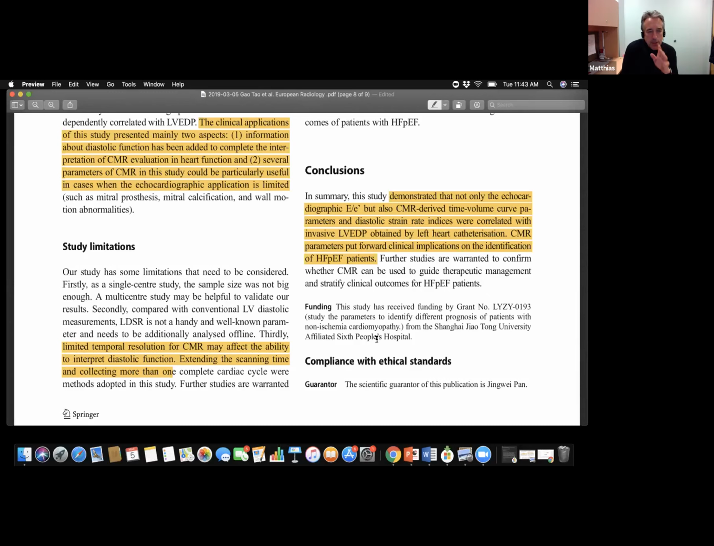Okay, so bottom line would be echo also has its limitations, and I can actually confirm that it depends a lot on the experience of the sonographer. Is the ultrasound being really directed well enough that I can get a good assessment of the flow? So you're right, there are certainly limitations that affect echo as well.